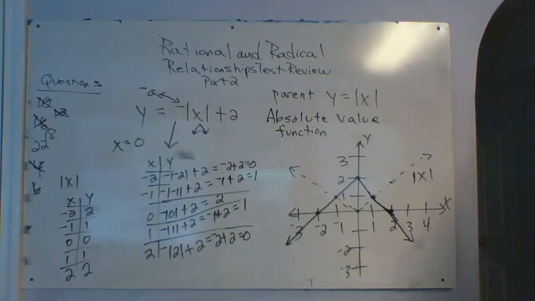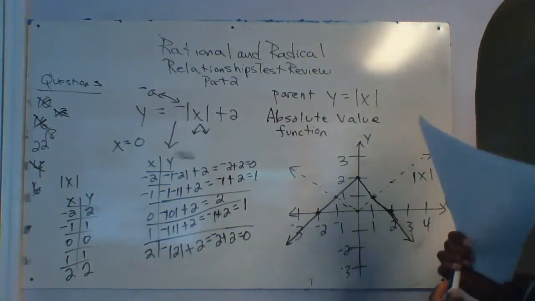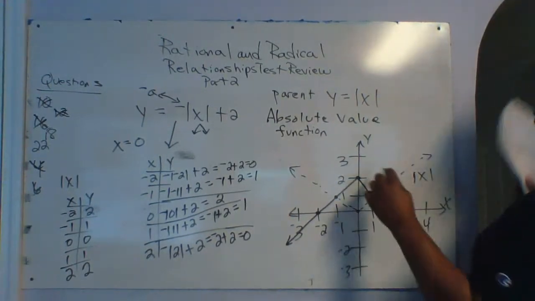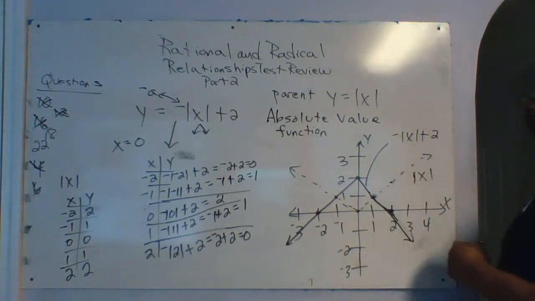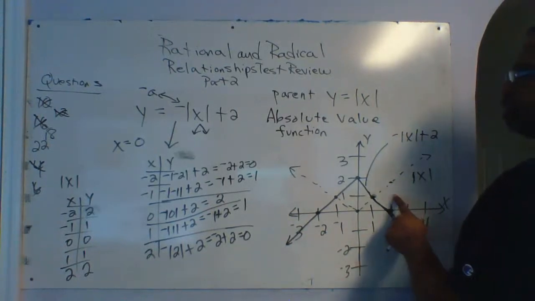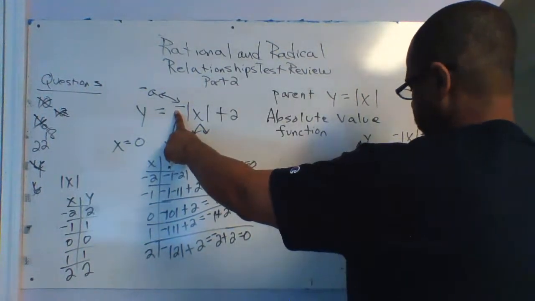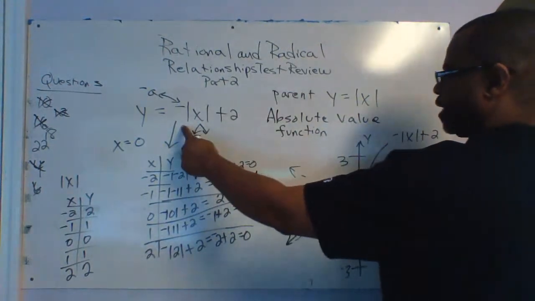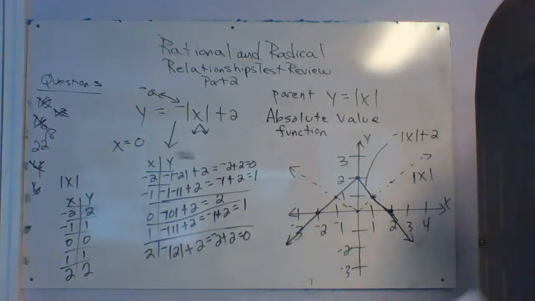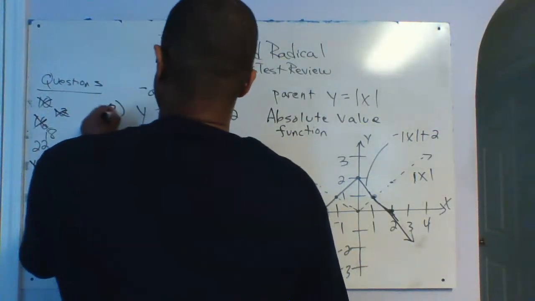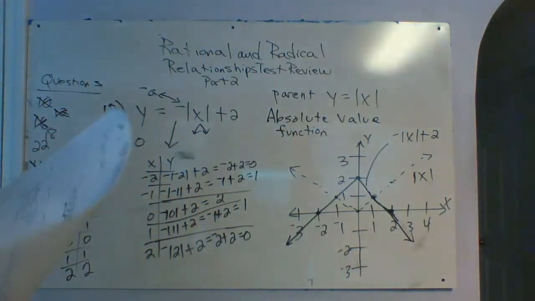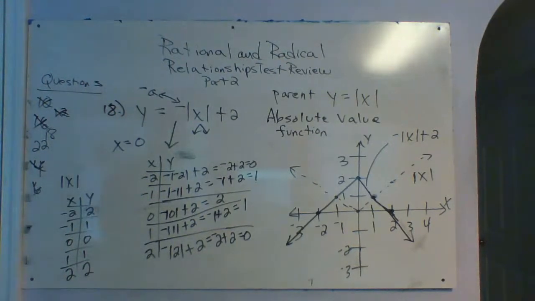Use your imagination. Okay, now you can see this is the parent function. This is a reflection. Then you have to move it up 2. So that is for problem number, what problem is this one? This was problem number 18. Okay, I know I did a little extra, but I just wanted you to see where it was coming from and how it came about.